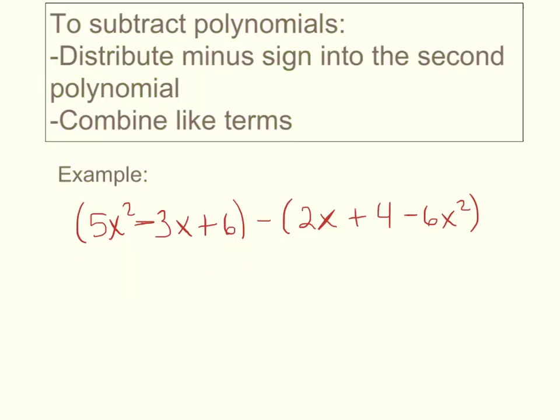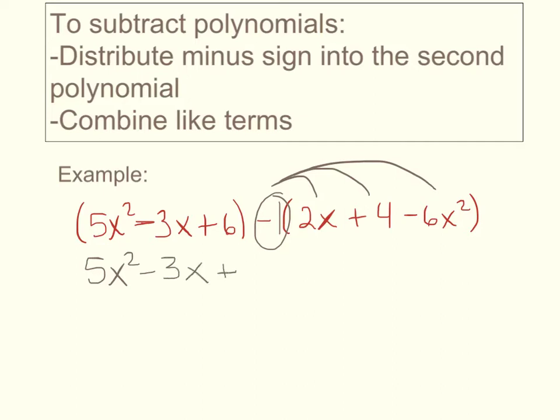Okay, so when we subtract polynomials, it's a little different. You need to distribute the minus sign. Because this is subtraction, it means subtract each term in here. So there's two ways you could look at it. You could go ahead and you could add a negative 1 in here and then distribute your negative 1 into the parentheses. So we would have 5x squared minus 3x plus 6.